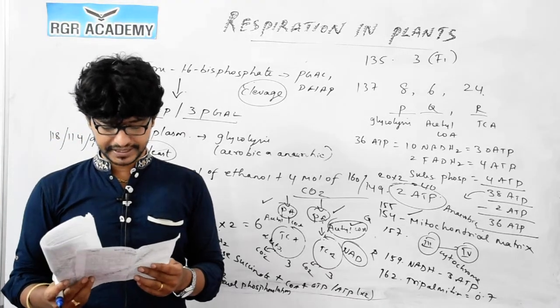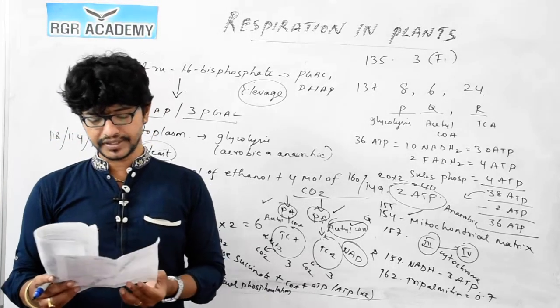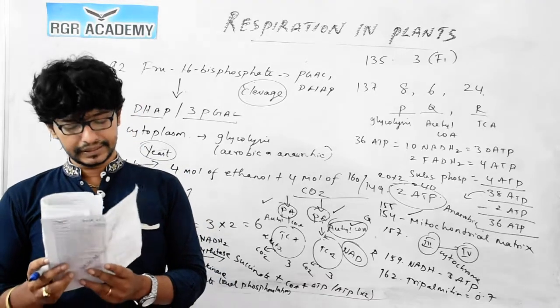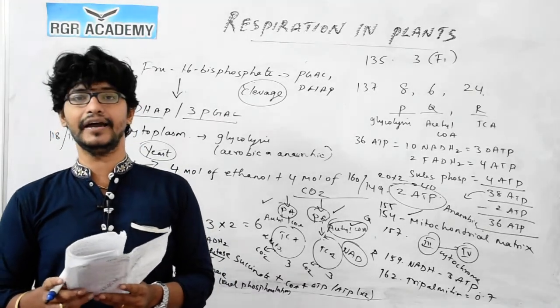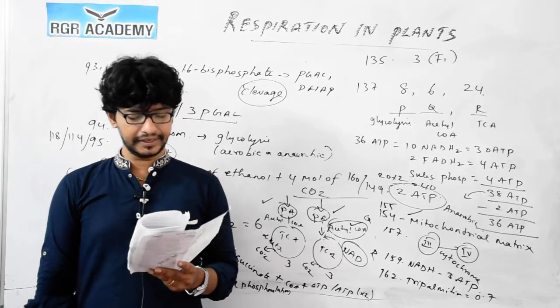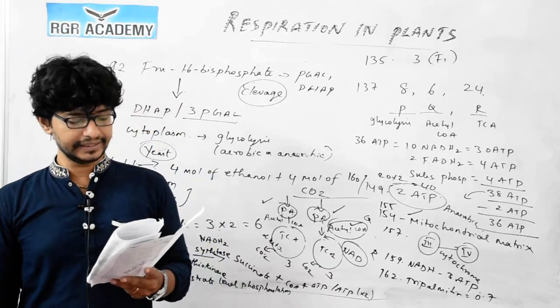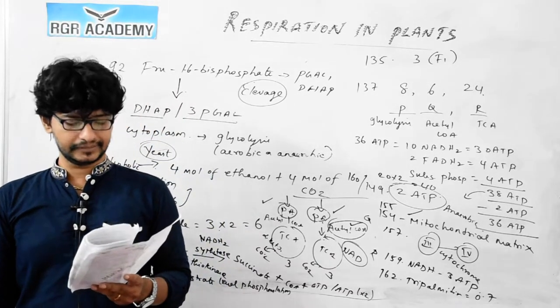Question number 168. Conversion of pyruvic acid into ethyl alcohol involves decarboxylase and dehydrogenase. For question 168, option 4 is the correct answer.